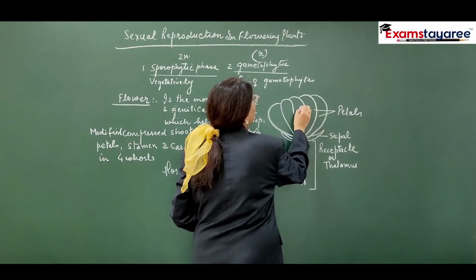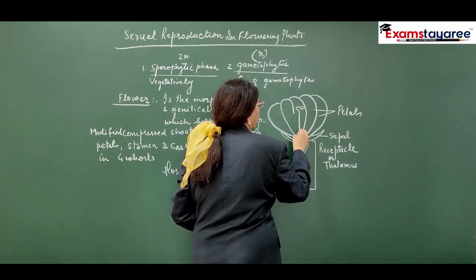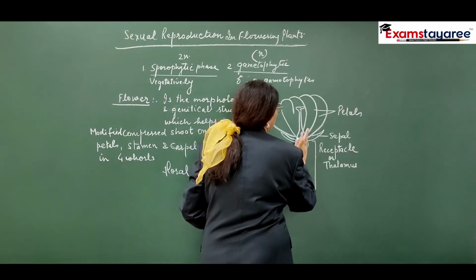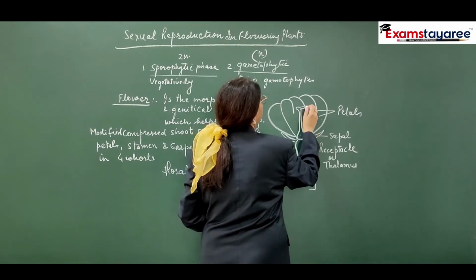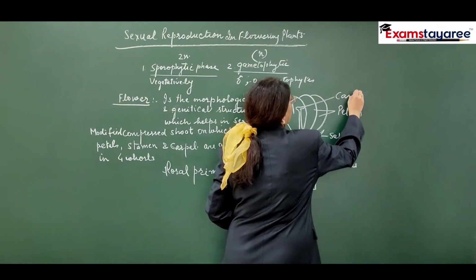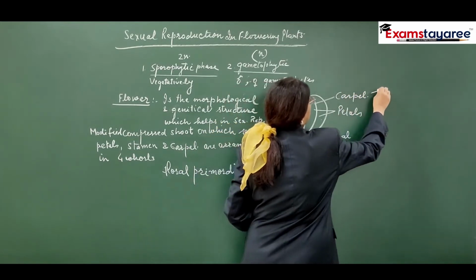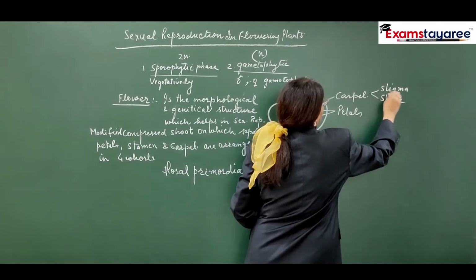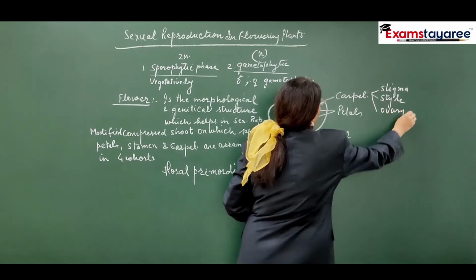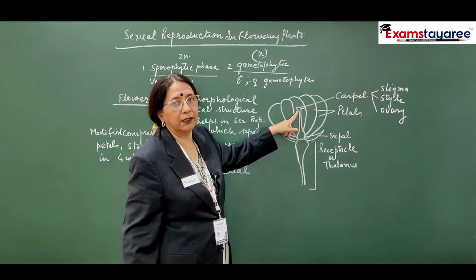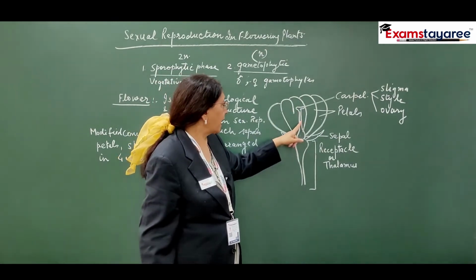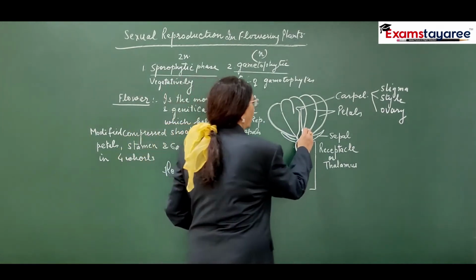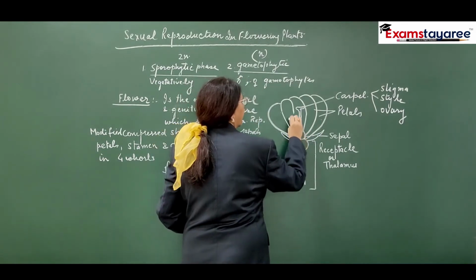Then it has a female reproductive part known as carpel, which has stigma, style and ovary. Stigma is the landing platform for pollen grain, style is through which the pollen tube moves to the ovary. This is the ovary.